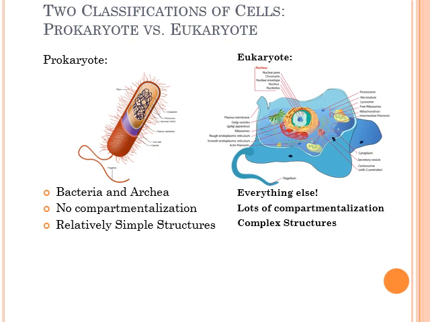And then eukaryotes are just about everything else. They're the ones that have a membrane-bound nucleus where they keep their nucleic acids. They have a lot of compartmentalization, and they have very, very complex structures.